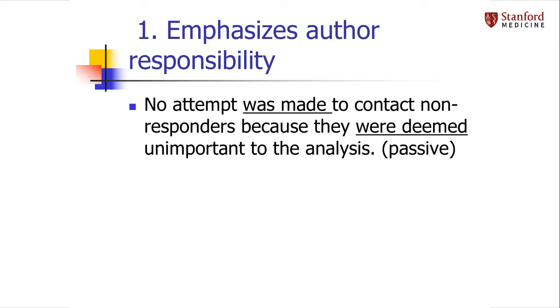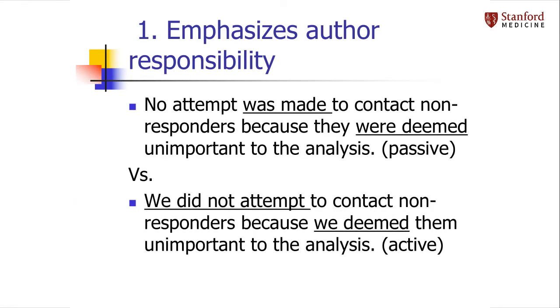When you put it into the active voice, it's a little different. We did not attempt to contact non-responders because we deemed them unimportant to the analysis. When you put it in the active voice, it properly places more emphasis on the role of the authors in these decisions. It's more transparent that these decisions involved human judgment and thus might be fallible. And I think it's important that we keep our focus on the fact that authors, humans, were involved.